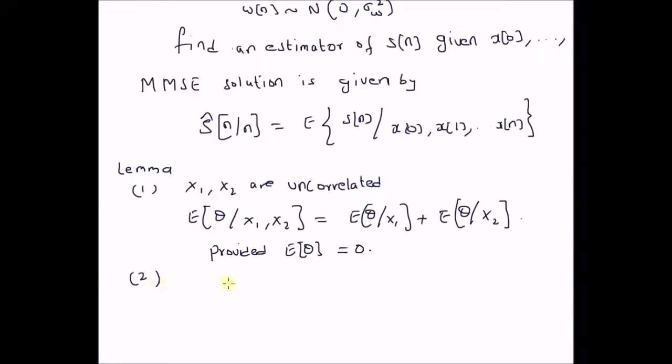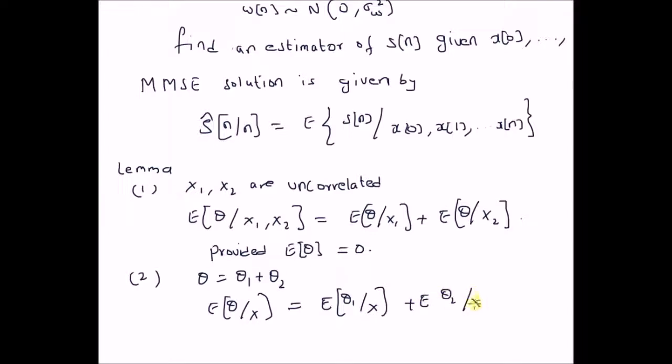And the second lemma is, if the unknown parameter theta can be written as theta 1 plus theta 2, that is as a sum, then expectation of theta given a data vector x is equal to expectation of theta 1 given x plus expectation of theta 2 given x. So we are going to use these two lemmas for deriving the filter equations.